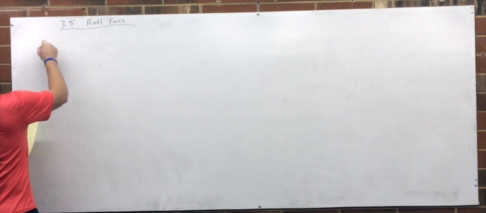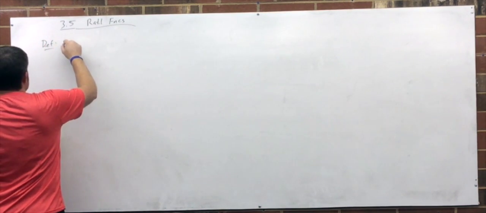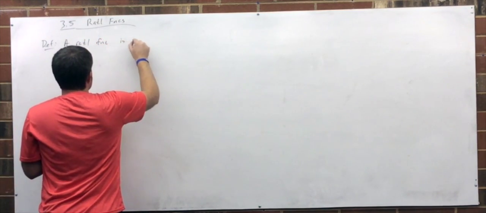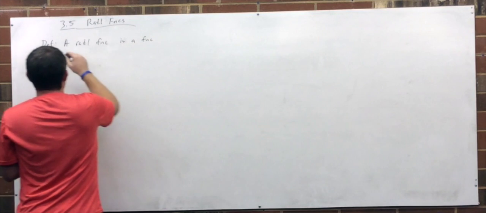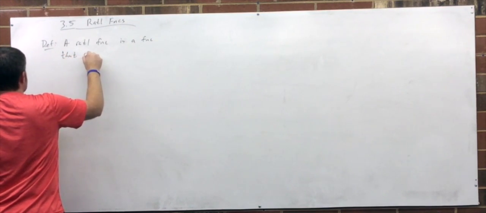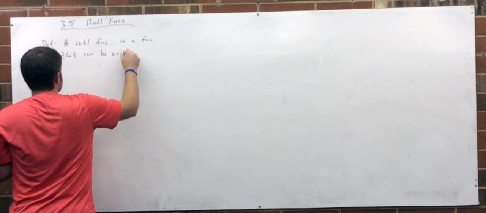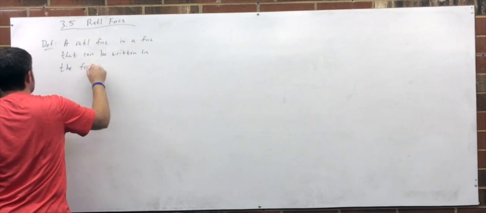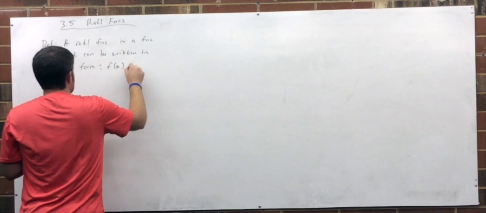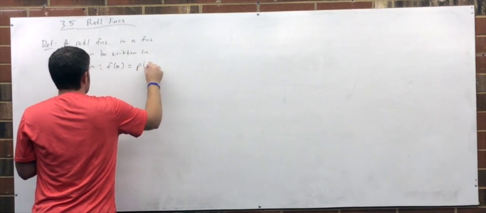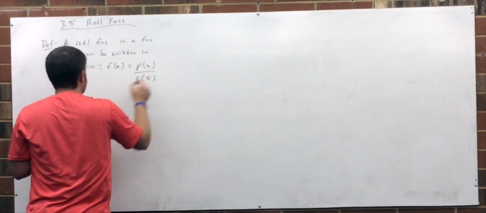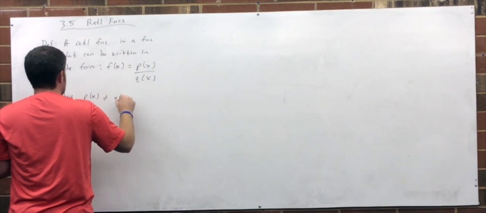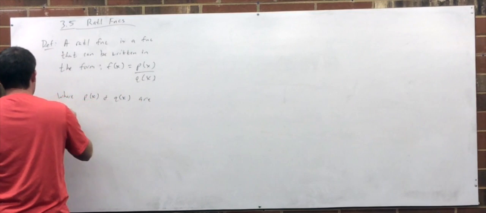Alright, we're going to start with a definition of what a rational function is. A rational function is a function that can be written in the form f of x equals p of x divided by q of x, where p of x and q of x are polynomials.